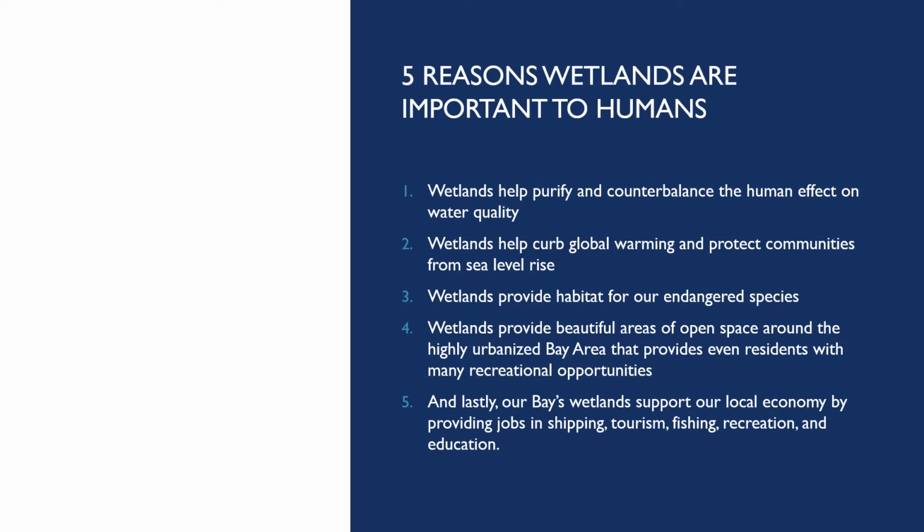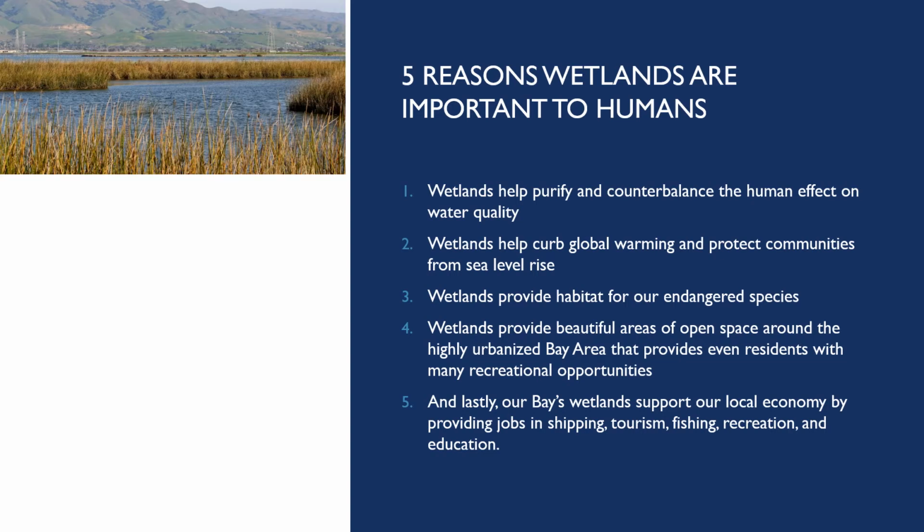So next time someone asks you why it's important that we preserve the wetlands of the San Francisco Bay, you can tell them some of these very important impacts that the wetlands have that affect humans also. So, 1, wetlands help purify and counterbalance the human effects on water quality. 2, wetlands also help curb global warming and protect communities from sea level rise.